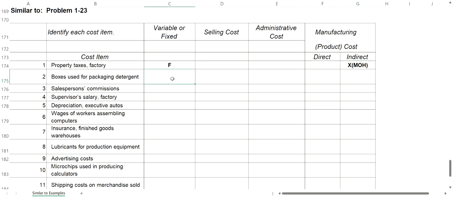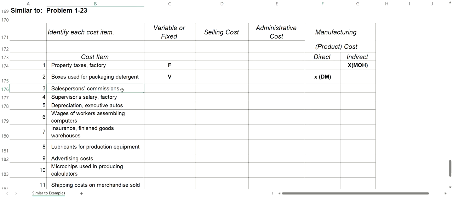Next, boxes used for packaging the detergent. Well, it depends on how much detergent that you sell, how much you're going to have in packaging, so that would be variable. And the packaging would be an important part of getting it and shipping it. You can measure how much packaging you need for each individual shipment that you make. So therefore, that would be a direct material. So I will put an X here and note that it's direct materials.